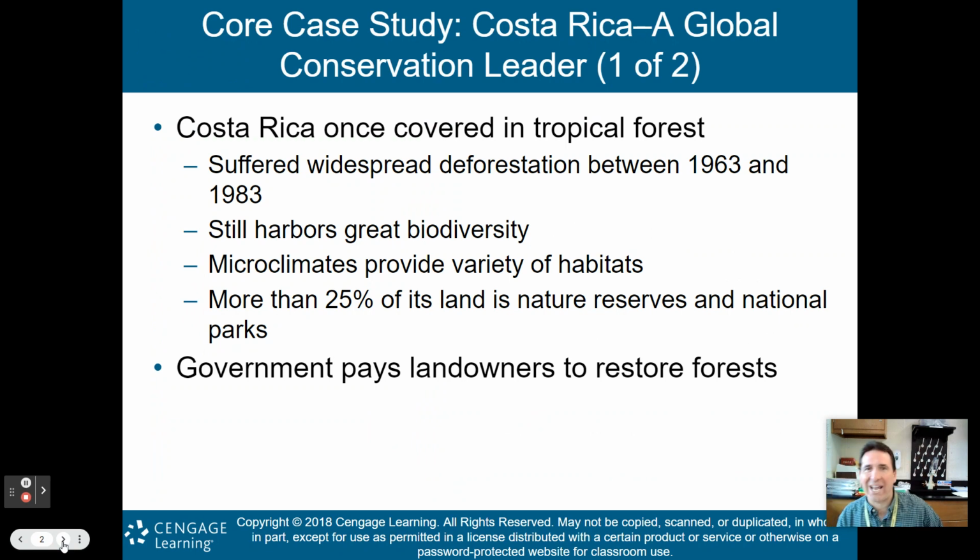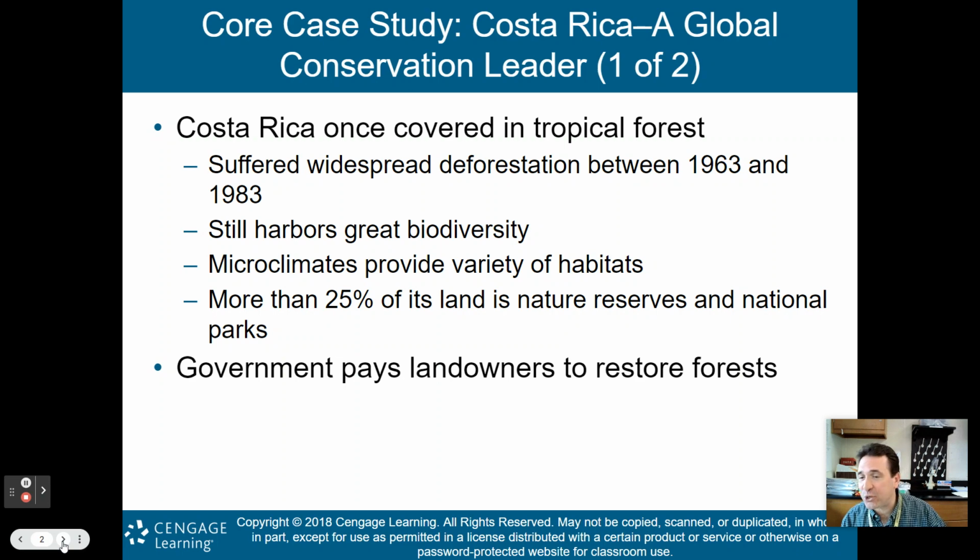We're going to our core case study on Costa Rica, a global conservation leader. Costa Rica was once covered in tropical forest. They suffered widespread deforestation between 1963 and 1983. However, Costa Rica still harbors great biodiversity. They have a lot of microclimates. If you know Costa Rica, I've never been there. My parents have been there twice. They loved it so much. There are microclimates all around the country. The Gulf Coast on one side of mountains, the Pacific Ocean on the other side of mountains. In the mountains, you got microclimates. So that provides a variety of habitats.